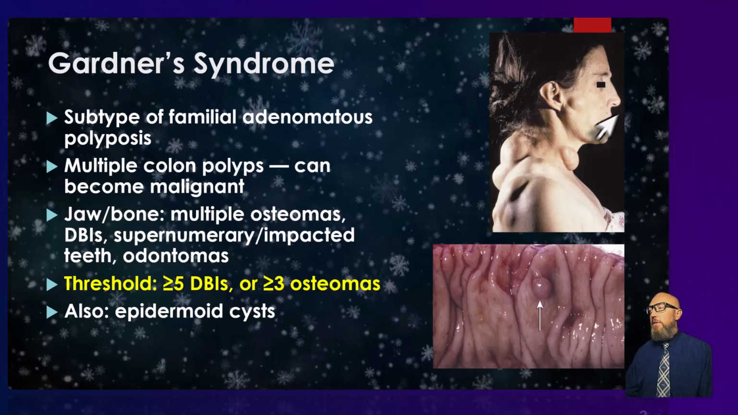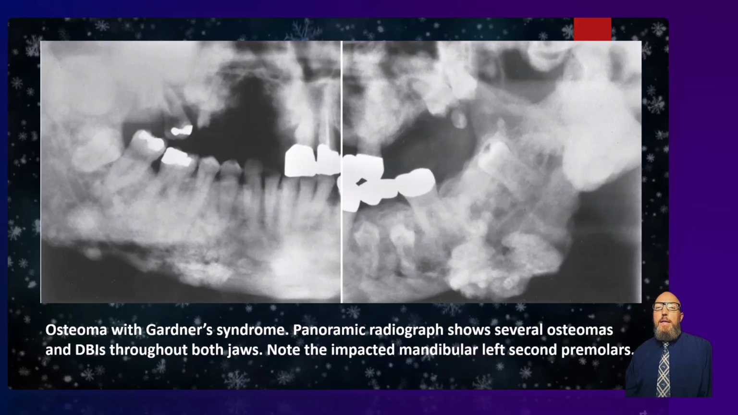Patients also, as you see in this picture here, can develop epidermoid cysts of the skin. And so here's the main point to retain from this topic. The jaw findings in Gardner typically precede the intestinal polyps. So a dentist who identifies multiple osteomas and dense bone islands on a panoramic radiograph might be the first clinician to recognize the condition before the colon cancer develops. That's a genuinely life-saving diagnosis, and it's the clearest answer to the question of why a dentist must interpret the entire radiograph.